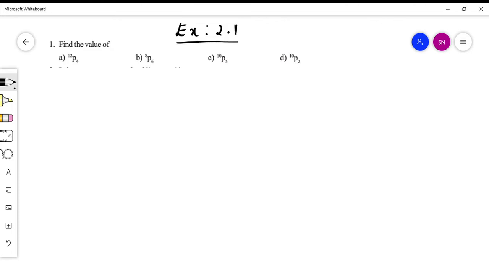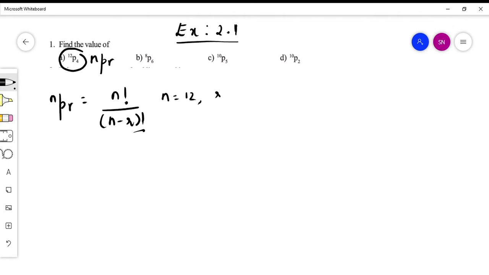Find the value of 12P4. Now this 12P4 resembles the nPr formula or the nPr notation. Now what is the formula for finding out nPr? I had also mentioned it in my previous video. So nPr is equal to n factorial divided by (n minus r) factorial. So here n is equal to 12, r is equal to 4. This is for the first subdivision.